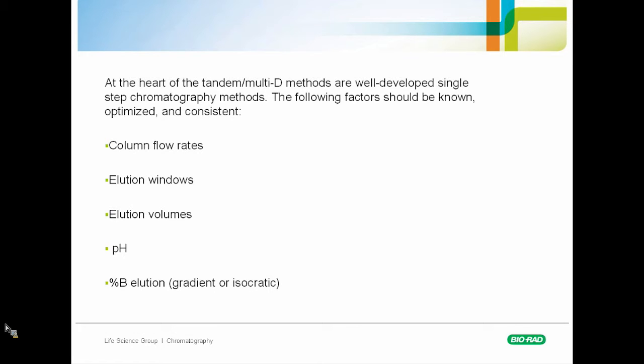Also, conditions such as the pH, if you're using ion exchange columns and you're going to elute from one column directly onto another, you need to know that the pH conditions would be compatible with both chemistries.